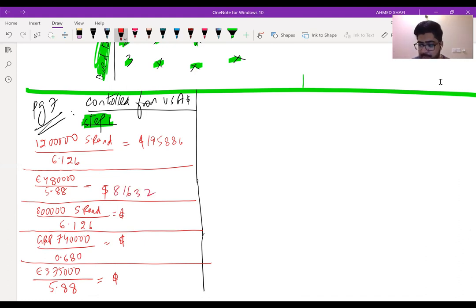Okay. Then 800,000 South African rand divided by 6.126 is $130,590. Okay. 740,000 divided by 0.680 is 1,088,235.63. That's the first step: convert all intercompany balances into one currency.